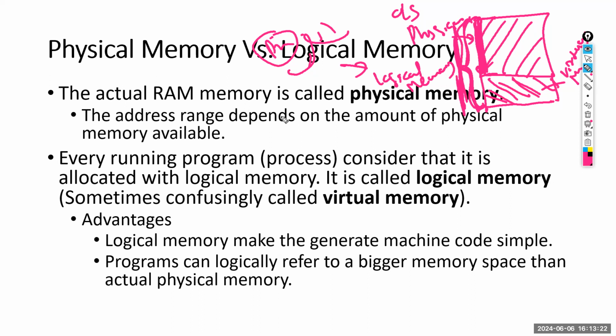Therefore, we need something called memory address translation, because your programs refer to logical memory, but in reality, we have only physical memory. So the operating system needs to do that translation from logical memory to physical memory. In some cases, it goes from physical memory to logical memory, but most of the time, it is logical memory to physical memory. That is our topic for today.